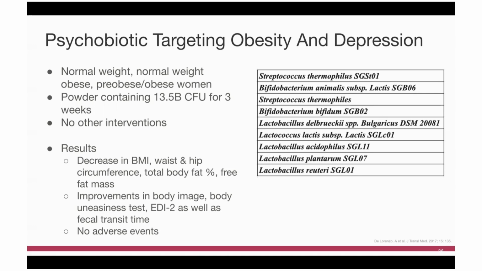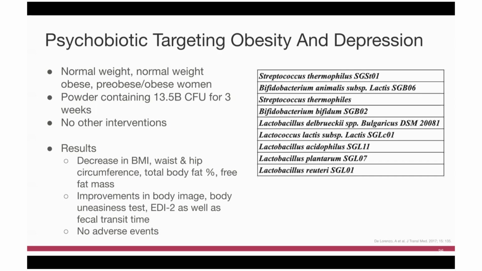As a little bit of an aside, a normal weight obese person has a normal BMI, but a very high body fat percent. They also tend to have high oxidative stress, inflammatory markers, and some metabolic markers. So for example, random elevated fasting glucoses or kind of borderline hypertension. They're at higher risk for cardiovascular and metabolic diseases. The results that we're seeing here were a decrease in BMI and waist to hip ratio, the total body fat percent went down, and the fat-free mass went down.